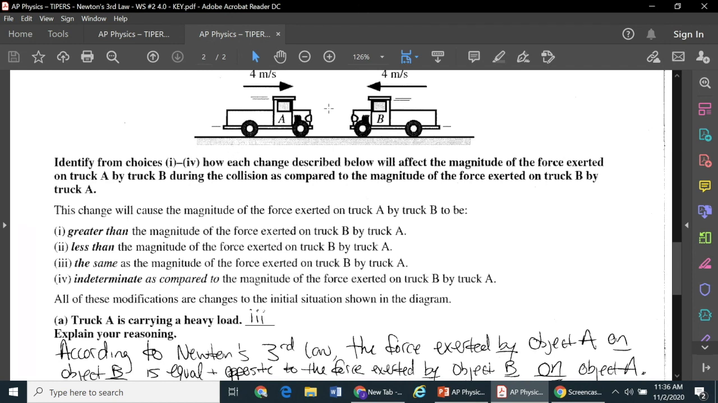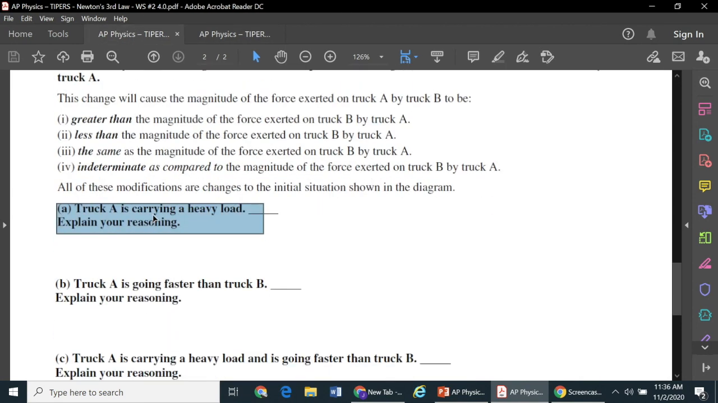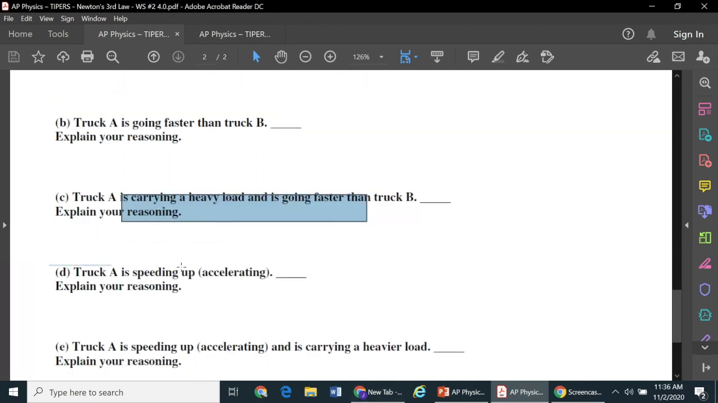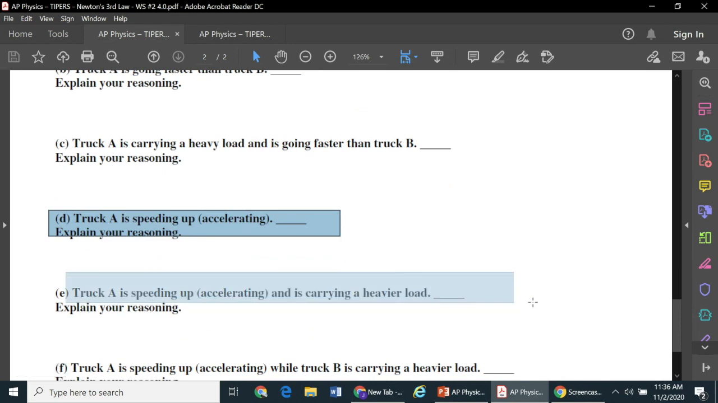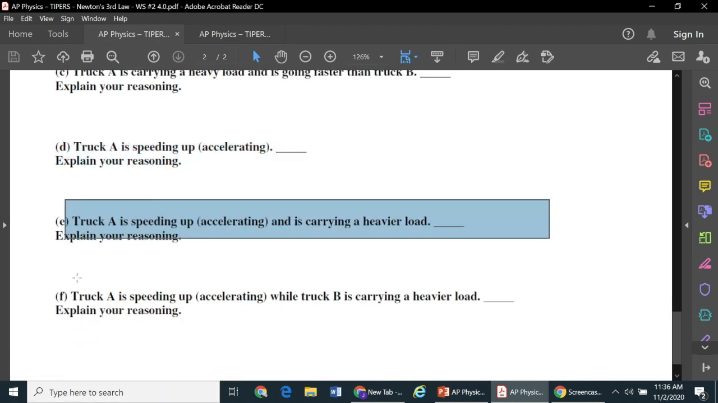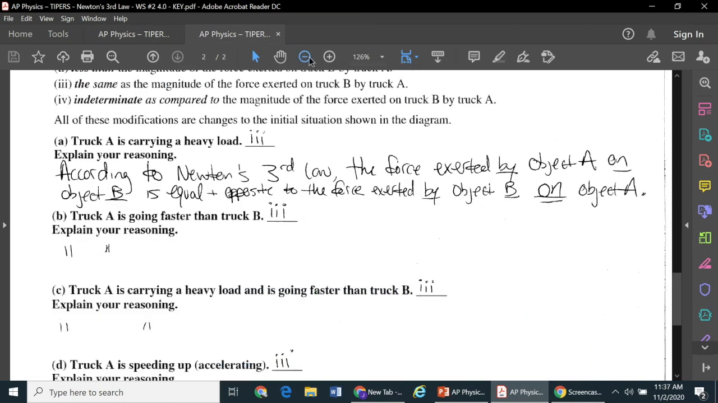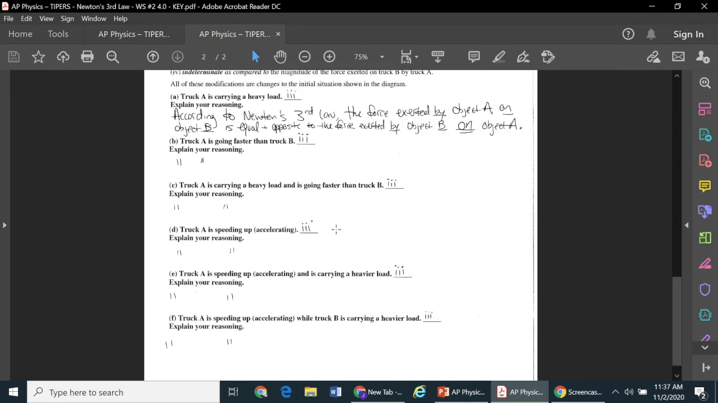Because notice, in the other questions, when they ask here, truck A is going faster than truck B, truck A is carrying a heavy load and is going faster than truck B, truck A is speeding up or accelerating, truck A is accelerating and carrying a heavier load, truck A is speeding up while truck B is carrying a heavier load, doesn't matter. Newton's third law applies. The forces are always equal and opposite, and that makes the answer for every single question on this sheet choice 3. No matter what. When object A exerts a force on object B, the force object B exerts on object A is equal and opposite.